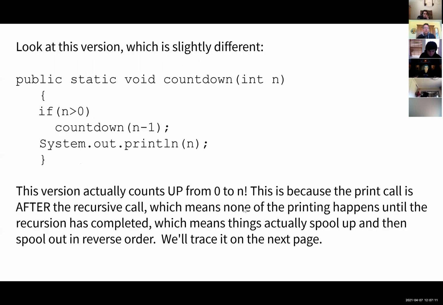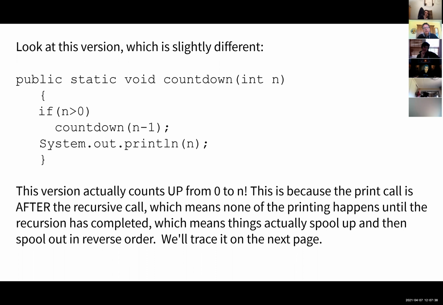Cool. But check this out. I switched it. So this one's slightly different. The print is after the base case and after the recursive call. So if your print line is after the recursive call, the output's gonna come backwards. What happens is none of the printing happens at all until the recursion ends, and then it goes backwards.